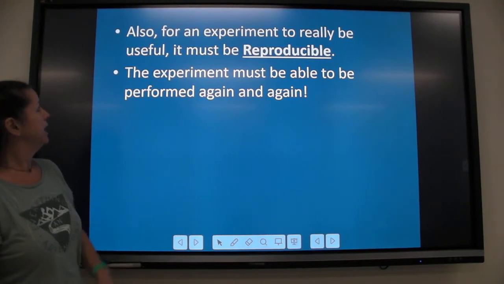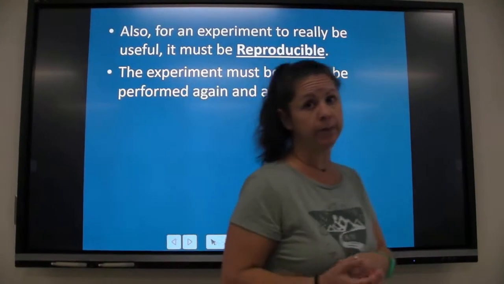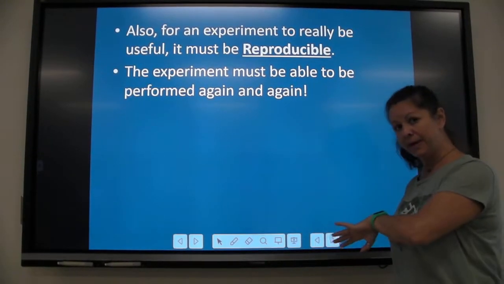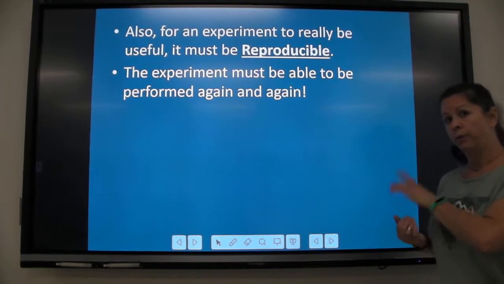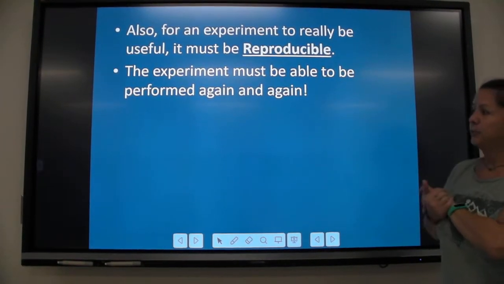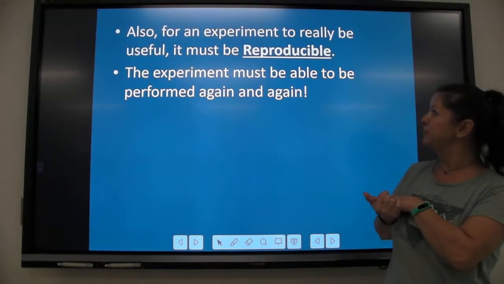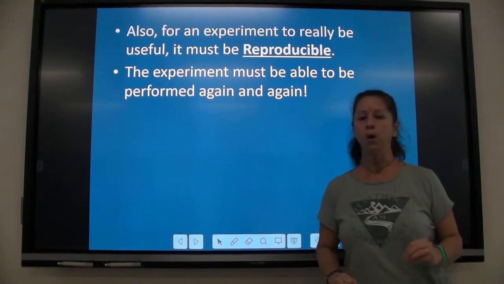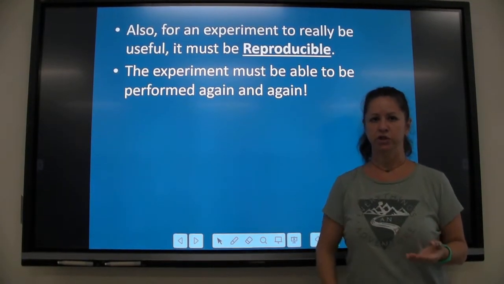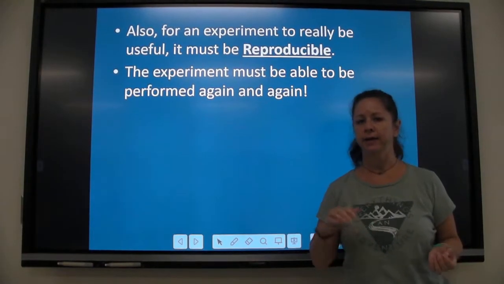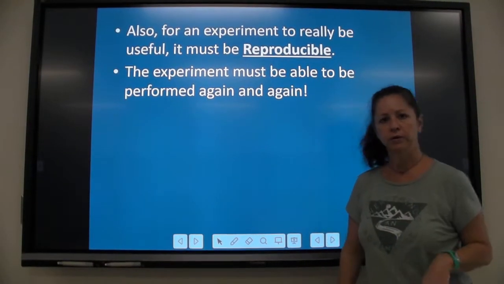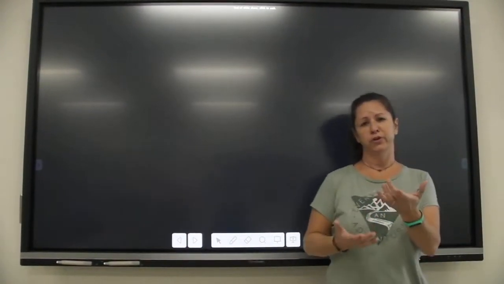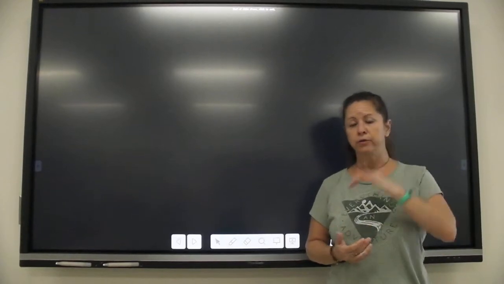Now, for an experiment to really be good, we talked about this when I talked about setting up the steps, step by step when you do your experiment. When we talked about scientific method, it has to be reproducible, must be able to be performed again and again. That's why it's so important to write your procedure clearly and precisely so someone else can do it again and again.